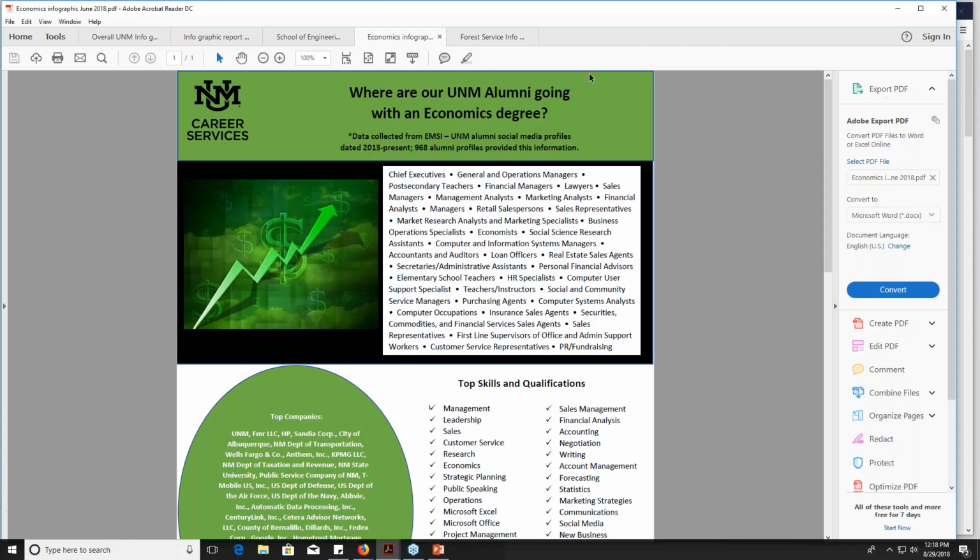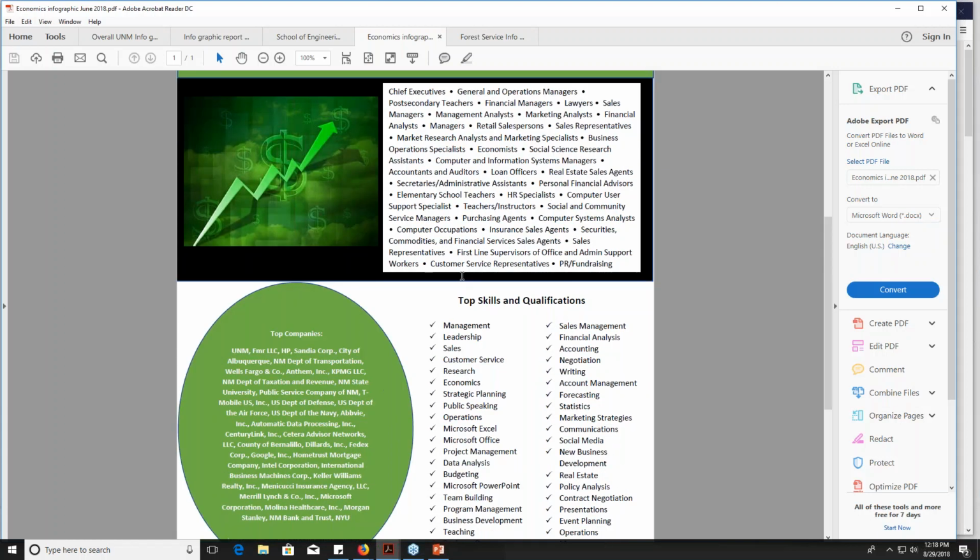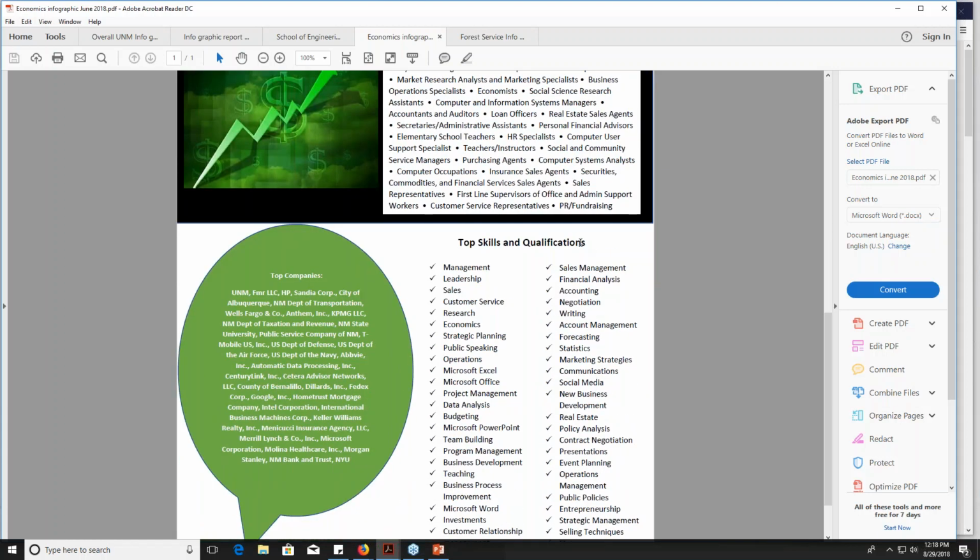And again, you'll notice here that I definitely own that the data is from UNM alumni social media profiles, and I tell them exactly how many profiles were in this so that they have a good understanding of where this data is coming from. Here are the general job titles, and on this page we did top companies and top skills and qualifications directly from this data.